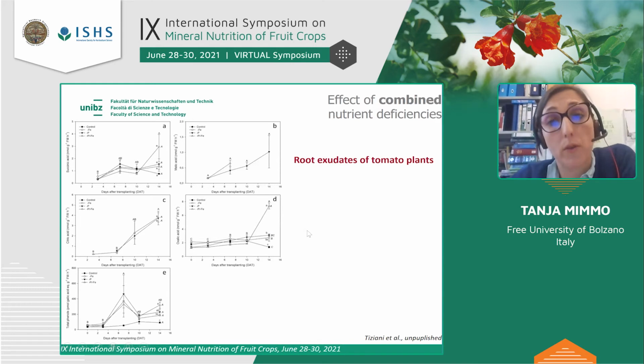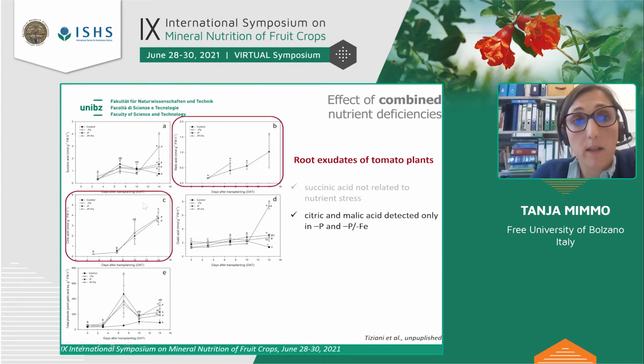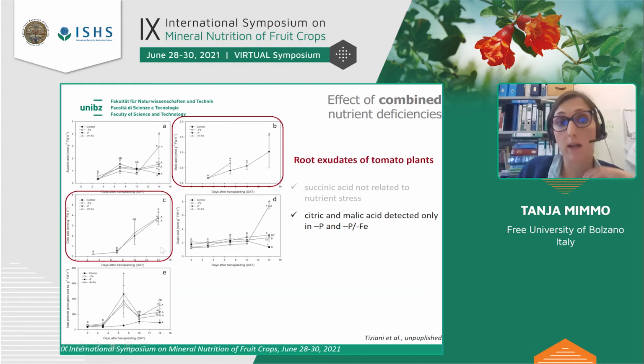So we also looked at the root exudates. Again, these are the results of tomato plants. We analyzed the organic acids. First of all, here you see succinic acid. Succinic acid was not related to any nutrient stress. It was released throughout the experimental period, but was not related to any nutritional stress. Interestingly, the other two organic acids, malic acid and citric acid, were related only to minus P in the combined deficiency. And that was quite interesting. So in iron deficient condition, we did not observe any malic or citric acid.